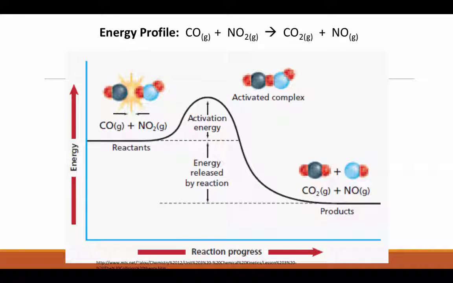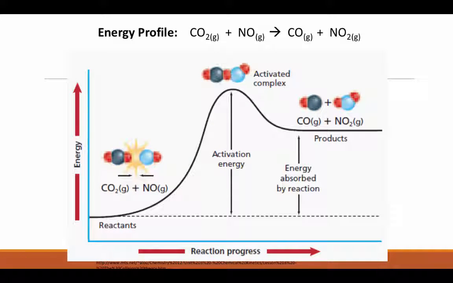Let's look at an energy profile for the reaction between carbon monoxide and nitrogen dioxide. Notice here our reactants, CO and NO2, begin with some amount of energy. If they collide with enough energy, they'll form this momentary arrangement of atoms called the activated complex. At this point, the collision has enough energy to break the bonds between the original reactants and result in new products. In this case, the products are lower in energy than the reactants. Therefore, this is an exothermic reaction. The reaction has released energy to the surroundings.